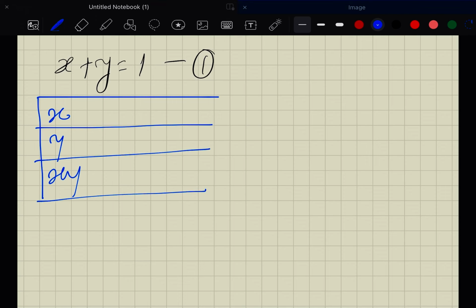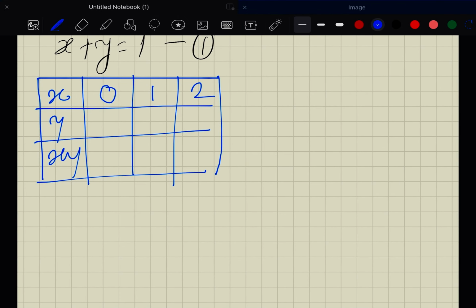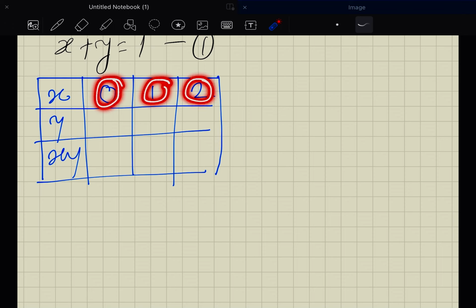Now let's assume the value of x is 0, 1, and 2. So likewise, we have to find the value of y in this equation. Initially, let's take for example, this is the value of x, this is 1, 0, and 2. These are the three values which are given to you. Now what is our target? We have to find out the value of y for the first case, second case, and third case.